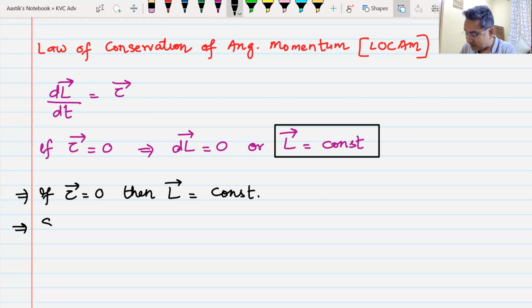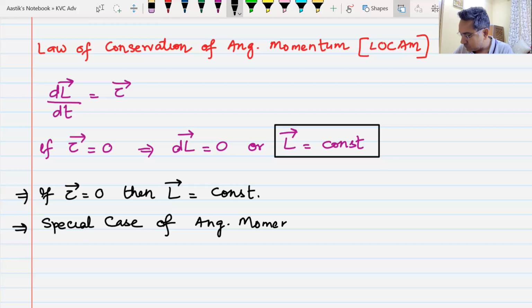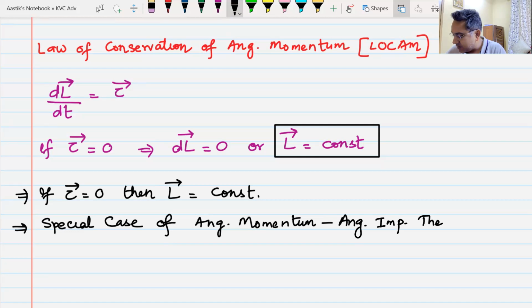And you can understand that this is a special case of what? This is a special case of the angular momentum, angular impulse theorem. Therefore, this theorem will be known as the what? Daughter. Oh, we remember it.